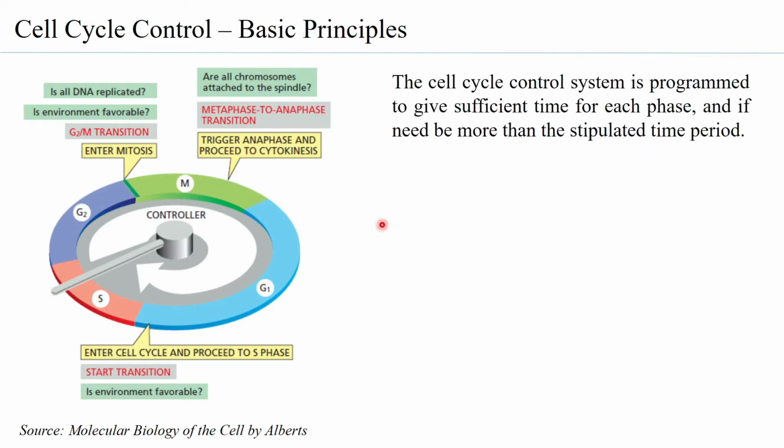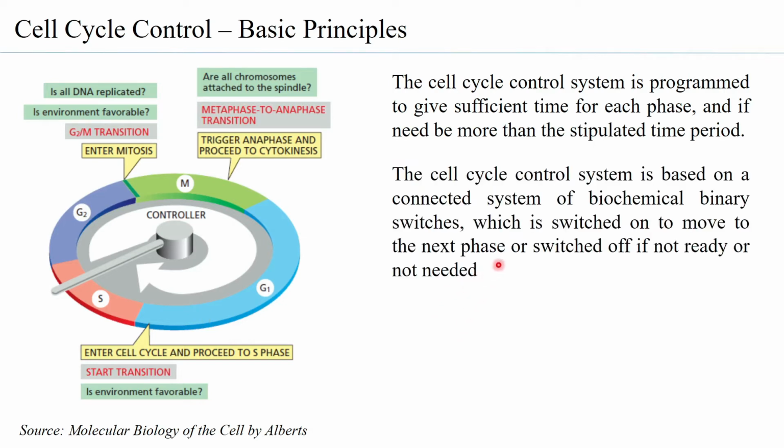The cell cycle control system is programmed to give sufficient time for each phase. G1 can be anywhere between 8 to 9 hours. S phase can be anywhere between 10 to 12 hours. G2 can be anywhere between 2 to 3 hours. Each one has been given sufficient time in order for whatever functions have to happen during that time to be carried out. Suppose a particular function is not complete, then the cell cannot move from one phase to another phase. That is what is control. That is what is regulation.